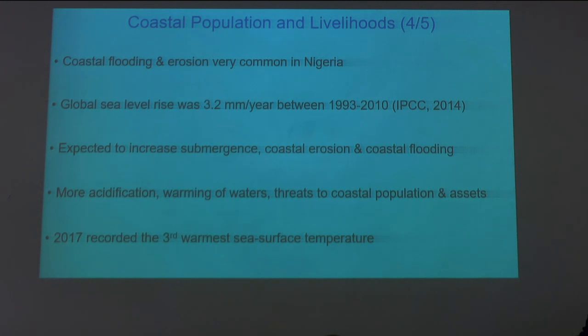Between 1993 and 2010, it was projected by the IPCC that global sea level will rise by 3.2 millimeters yearly. And this is expected to increase submergence and also coastal erosion and coastal flooding. We're expected to have more acidification, warming of coastal waters, and threats to coastal population and assets. 2017 recorded the third warmest surface temperature globally.